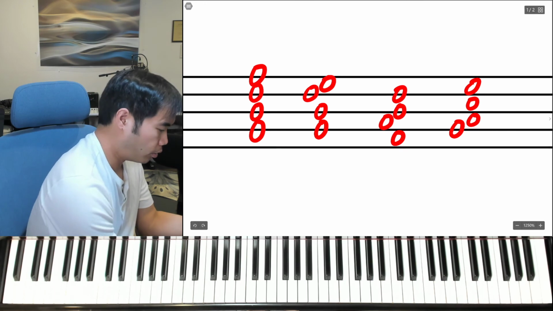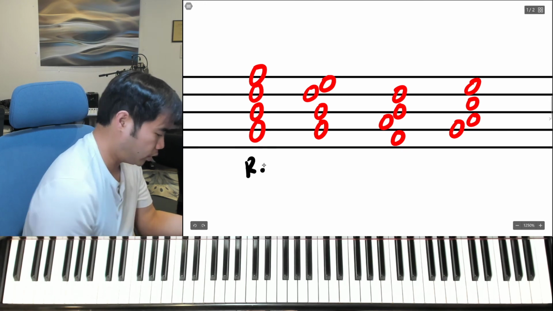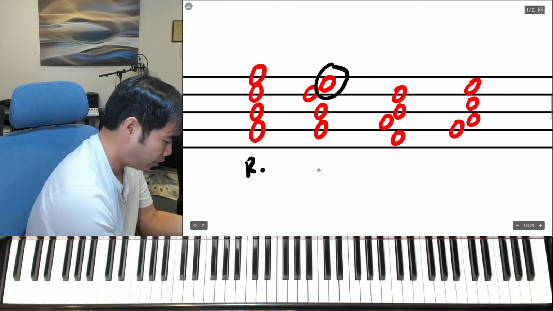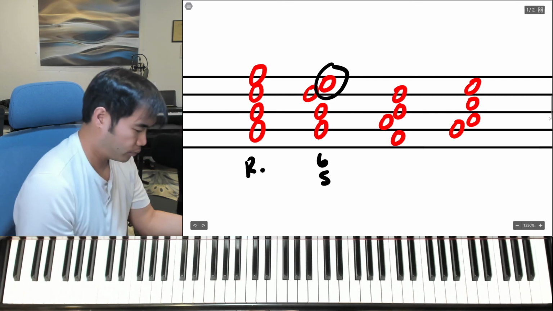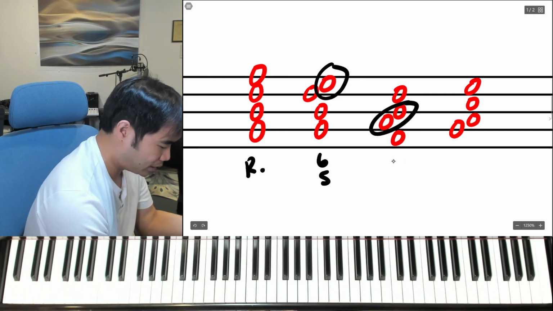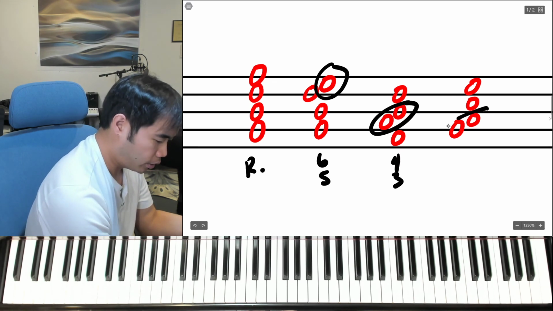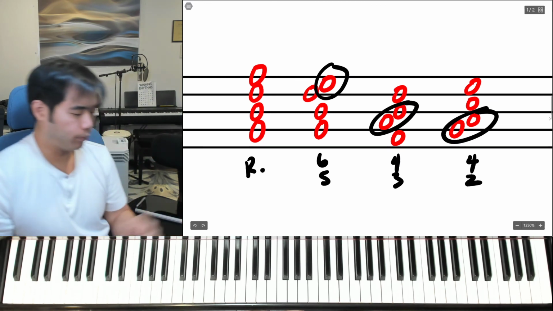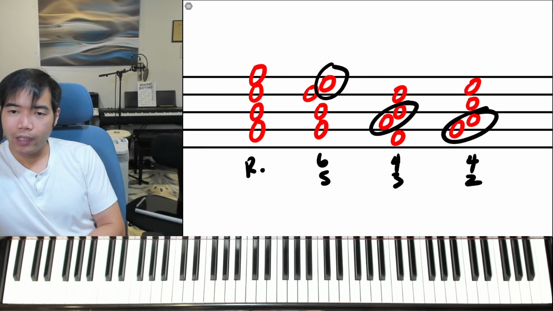Okay? So they're all line notes, root position. The top note changes, which means you have your second up here. Well, that's going to be first inversion. 6, 5. The middle is the second. That's where it changes. This is going to be second inversion, 4, 3. The bottom two notes are a second. That's going to be third inversion, 4, 2. Okay? So practice this.